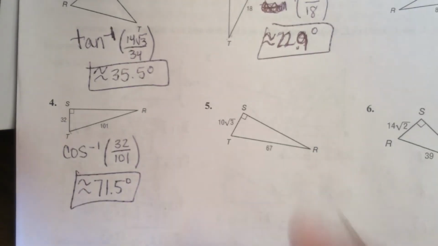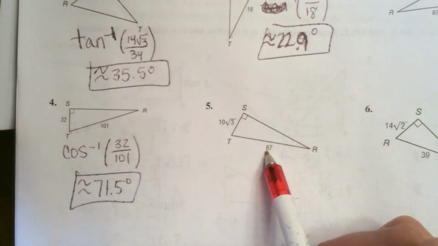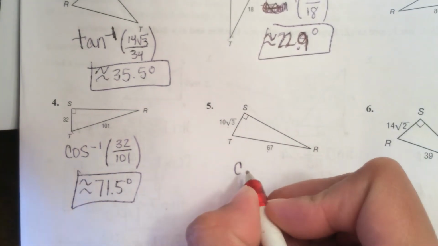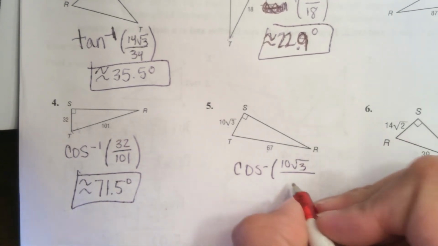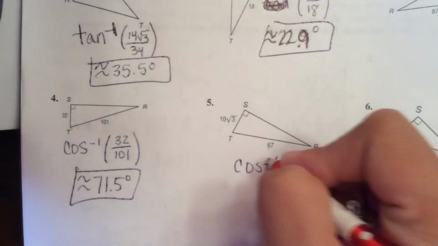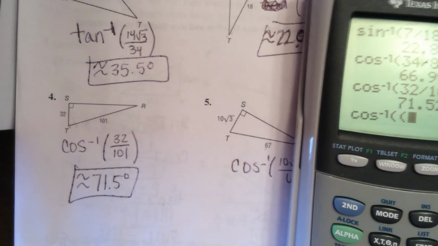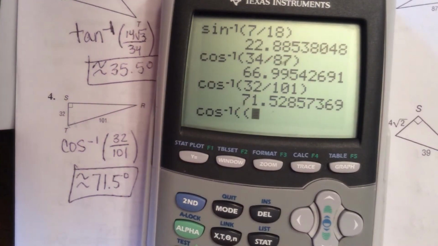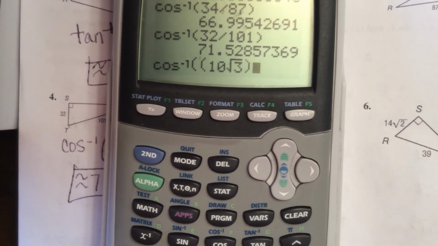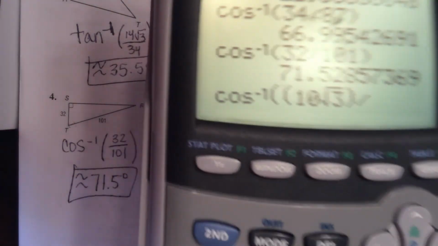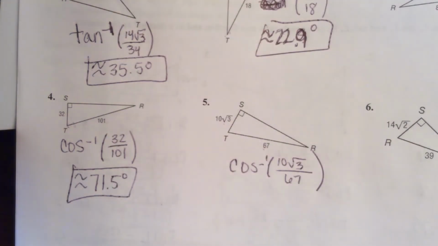Number 5, angle T. We have the adjacent and we have the hypotenuse. Again, cosine. Over the hypotenuse. Extra parentheses. Arrow over, close parentheses, divided by 67, gives us approximately 75 degrees.